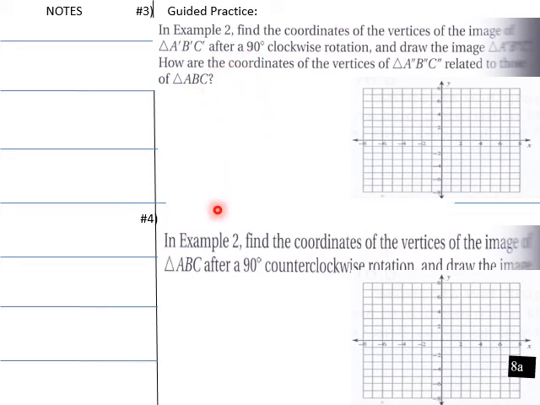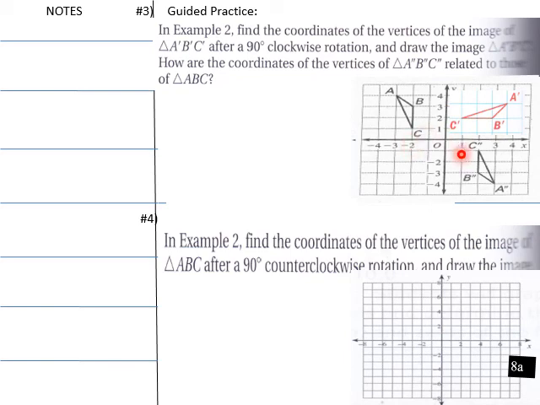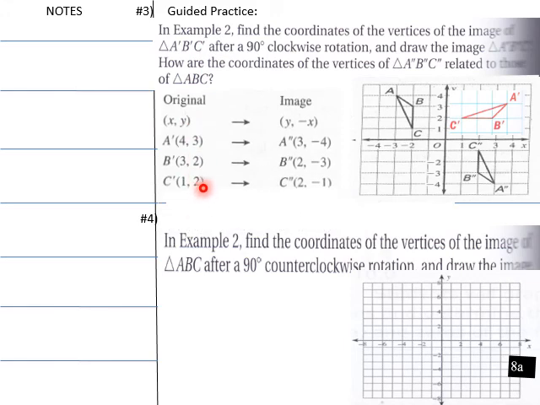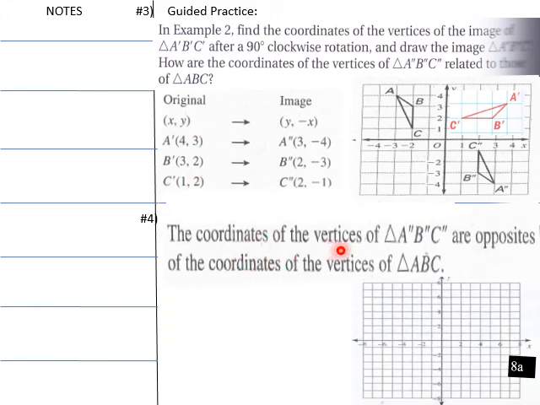They got practice. So here is the image. Here's A prime. This is one rotation here. And then A double prime is here. We started here, we went to here, now we go to here for our guided practice. And then this is the original. The coordinates of the vertices of A double prime, B double prime, C double prime are opposites of the coordinates of the vertices of ABC. So these are the opposites, thrown over into this quadrant from over here.